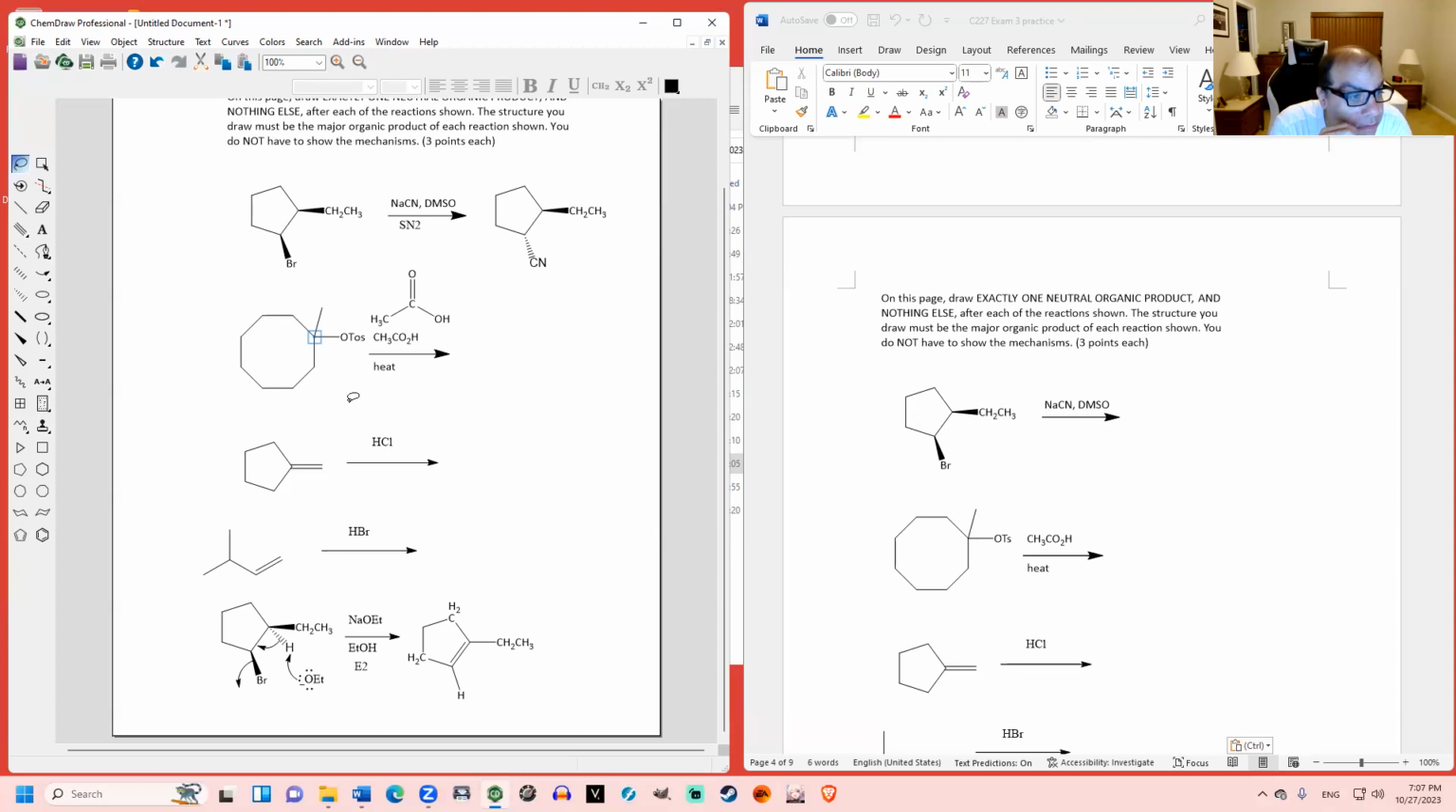So the only question is, will we get, well, we're going to get a unimolecular reaction, either SN1 or E1. And in fact, under the circumstances, I'm sure I accepted both.